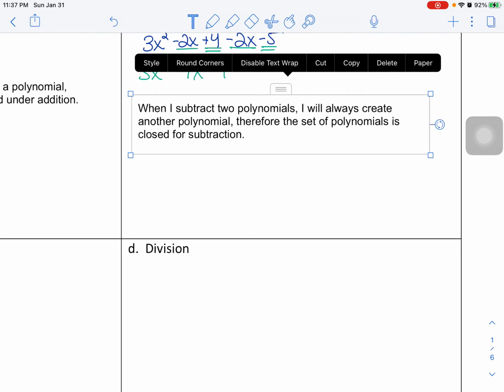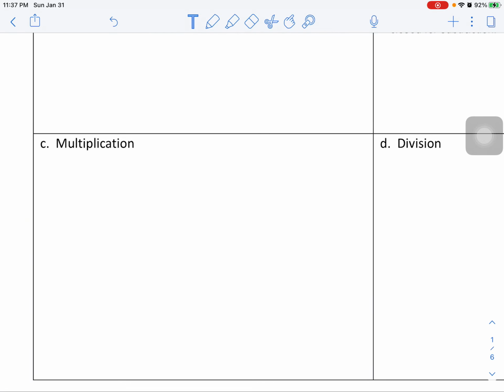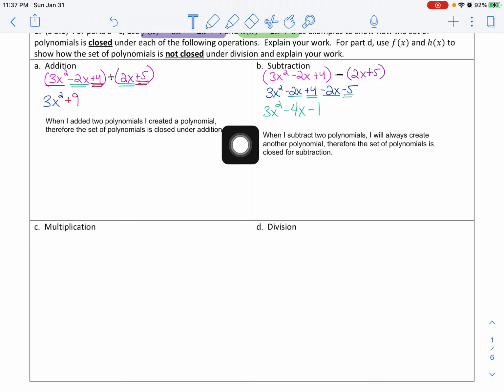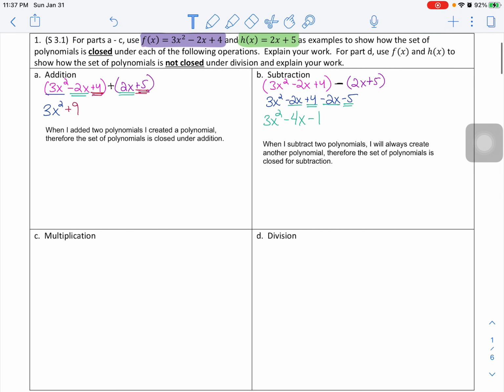So again, whenever you subtract, hold on one second, since clearly that just moved places I didn't want it to go. Whenever you subtract two polynomials, you will always create another polynomial. And even if all the variables cancel out, constants are considered polynomials. They're a type of polynomial, and that's okay. So you can have all the x's disappear and just be left with the number 5. That's okay. 5's a polynomial. It still works.